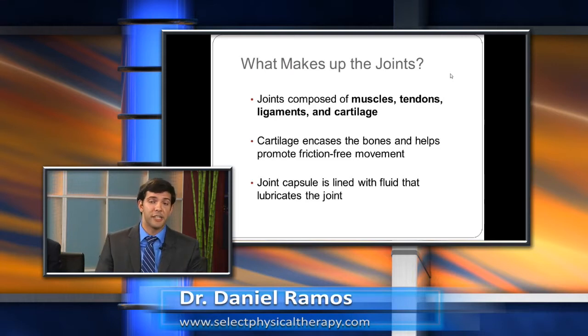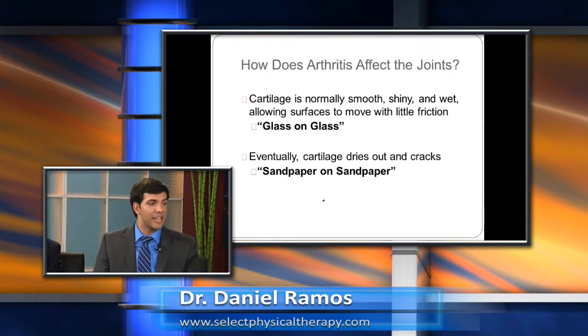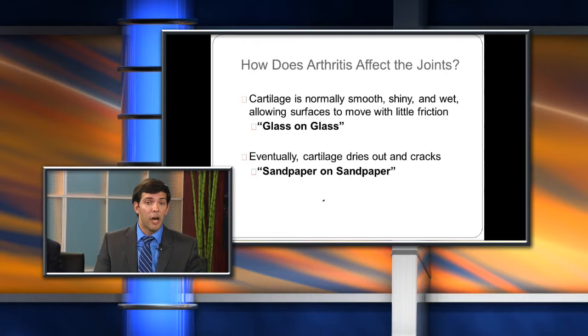Usually cartilage is a smooth, shiny, wet surface. It's almost like glass gliding on glass, so it has very friction-free movement because of that cartilage. As we age and there are some arthritic changes in those joints, that cartilage will dry out, and instead of being glass on glass, now it's almost like sandpaper rubbing on sandpaper. So that's leading into the two types of arthritis.